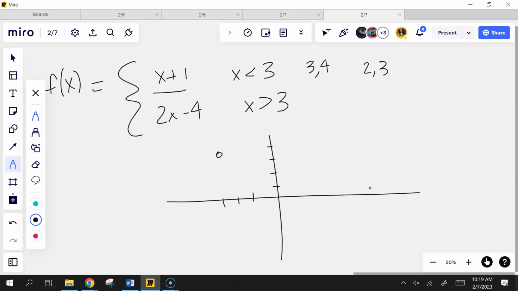This is open, and then I've got 2, 3. And then the second piece, if I plug in 3, 2 times 3 is 6, and 6 minus 4 is 2. Then I need a number bigger than 3, so I'll choose 4. 4 times 2 is 8, and 8 minus 4 is 4.